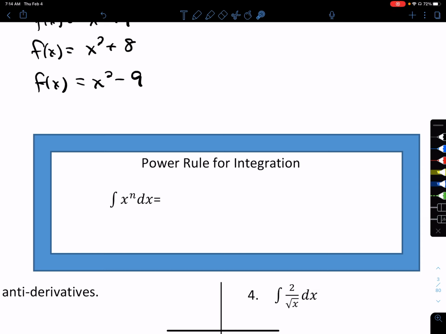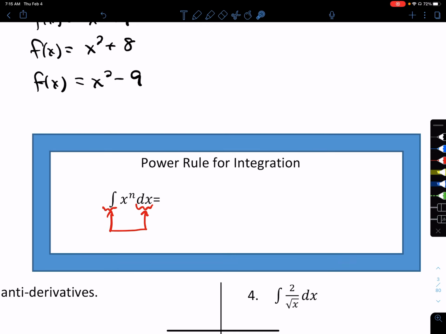I should point out that this symbol and this symbol are the bread in an integration sandwich. This is read as: integrate x to the n with respect to x. This symbol is a tall, slender s. It really means summation, which we'll get into more later. With the power rule for integration, the antiderivative, we add 1 to the exponent, multiply by the reciprocal of the exponent, and then we add to that some constant.